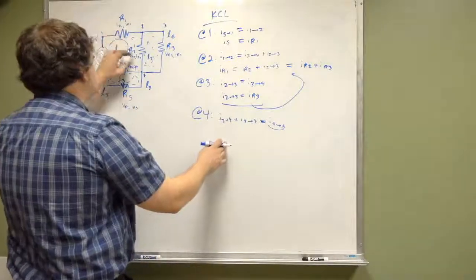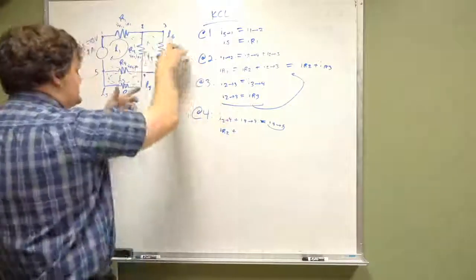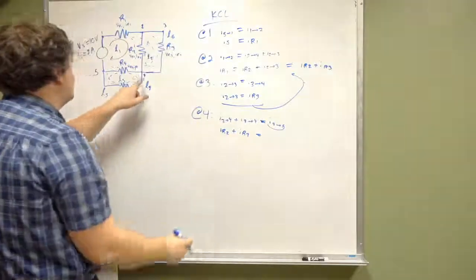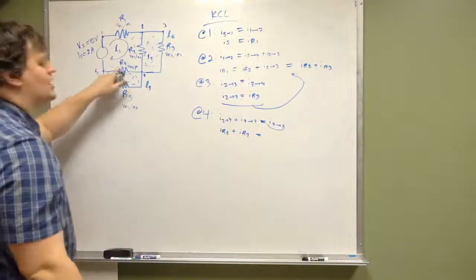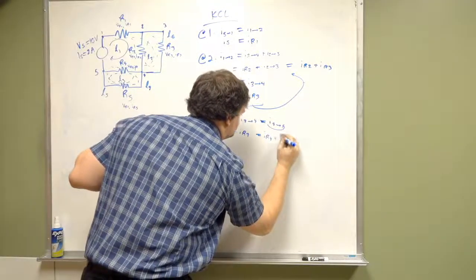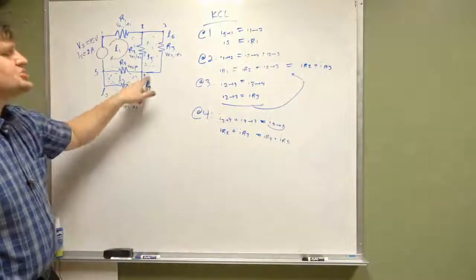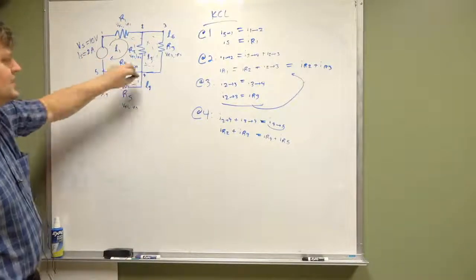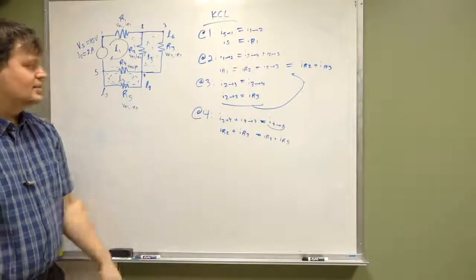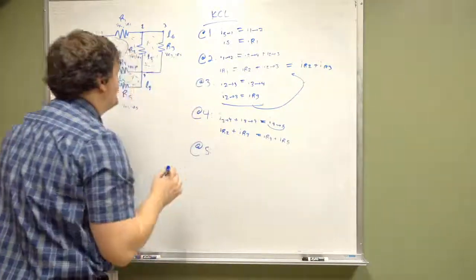I2 to 4 is equal to IR2. I3 to 4 is equal to IR3. Now this is two branches again. That is equal to IR5 plus IR4. We know this is true because of the junction at 4: the two currents coming in equal the two currents coming out. All right, and then we have one more node, 5.